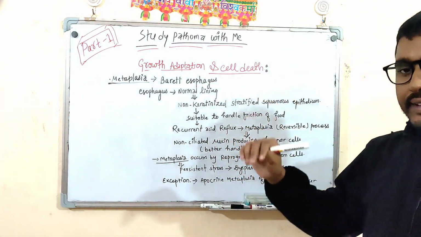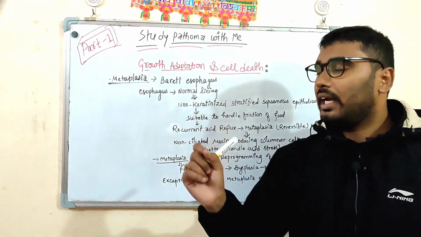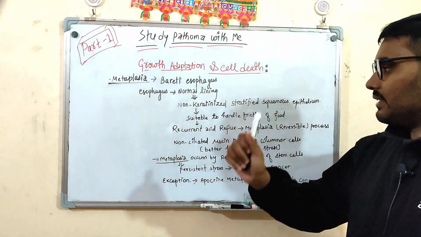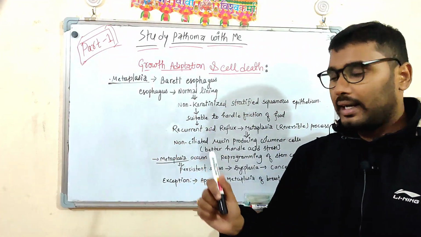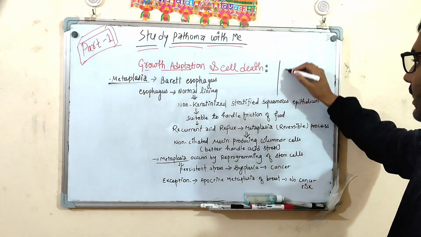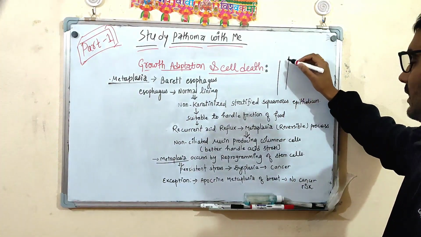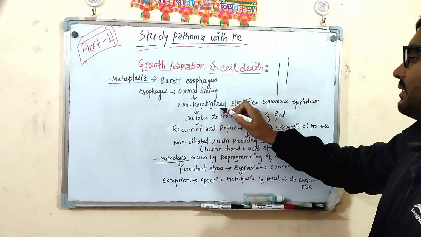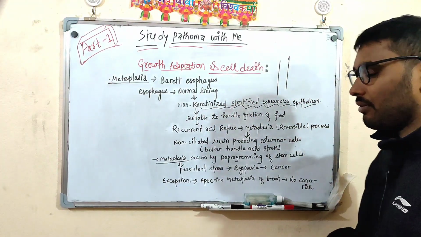To understand this, let's take a clinical condition, friends, that is Barrett esophagus. Normally, let's suppose this is the esophagus, the lining of the esophagus is non-keratinized stratified squamous epithelium, friends.